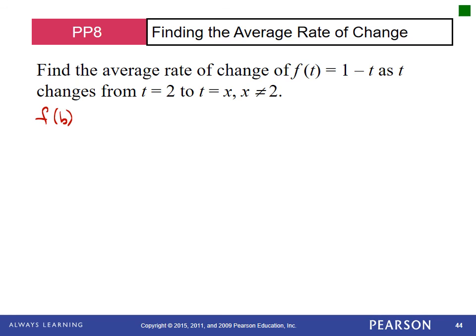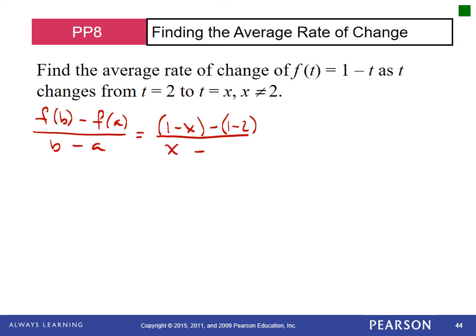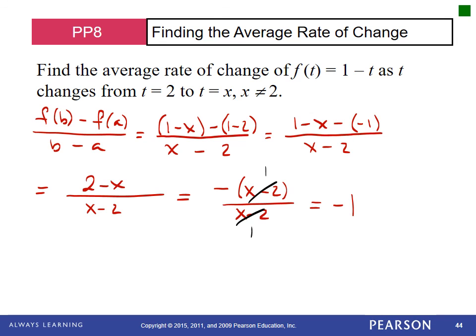We started off here, so f of b minus f of a over, technically, the formula, b minus a. So if I were to plug in b, or x, into my equation, it would be 1 minus x. That's f of x minus f of 2 over x minus 2.